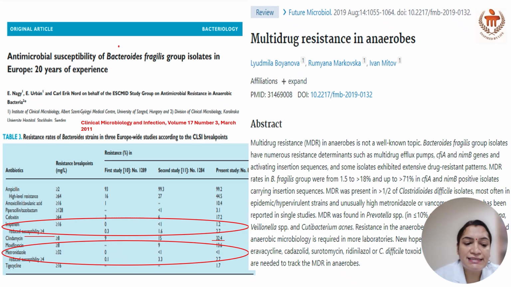There are studies which highlight the emerging threats. So MDR is no longer rare in anaerobes. It is rising. It is reaching the clinical frontline.